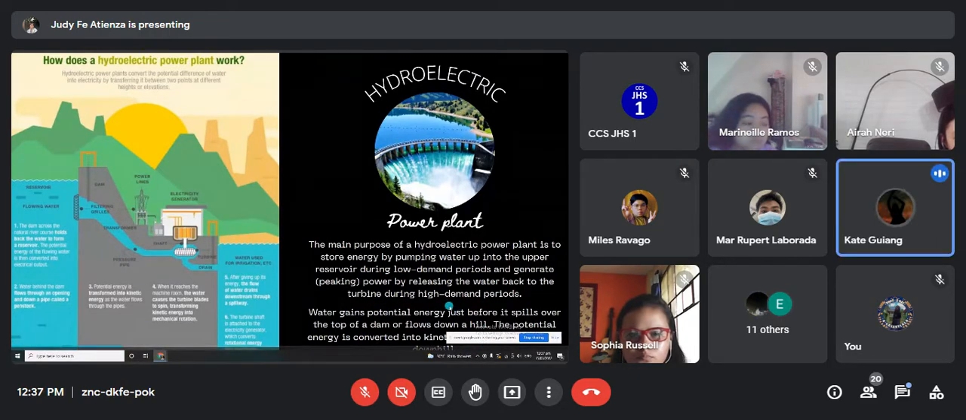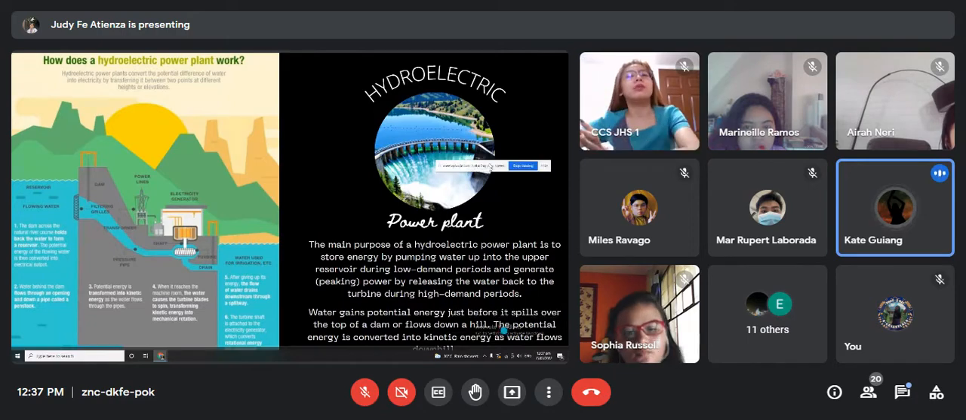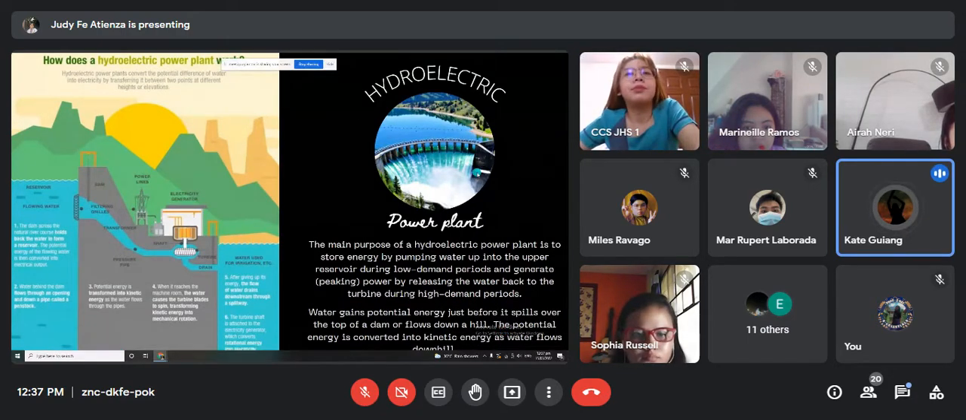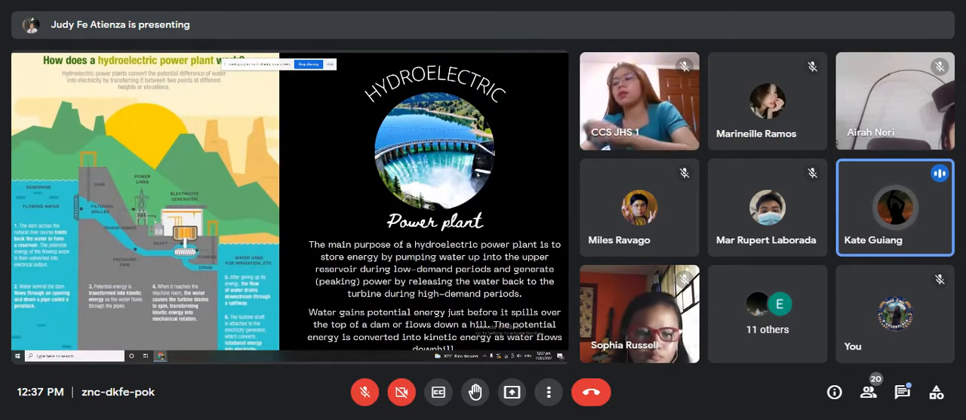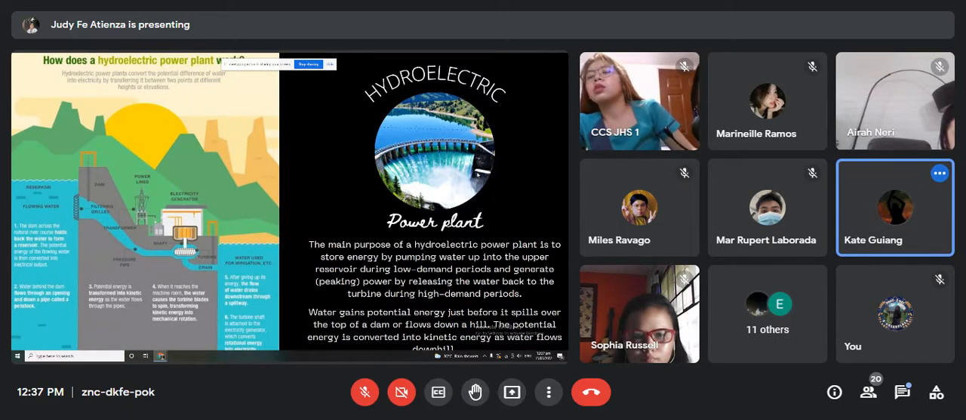Good afternoon, everyone. This is Group 2, and we're going to talk about hydroelectric power plant. The main purpose of a hydroelectric power plant is to store energy by pumping water up into the upper reservoir during low demand periods and generate power by releasing the water back to the turbine during high demand periods. Water gains potential energy just before it spills over the top of a dam or flows down a hill. The potential energy is converted into kinetic energy as water flows downhill.